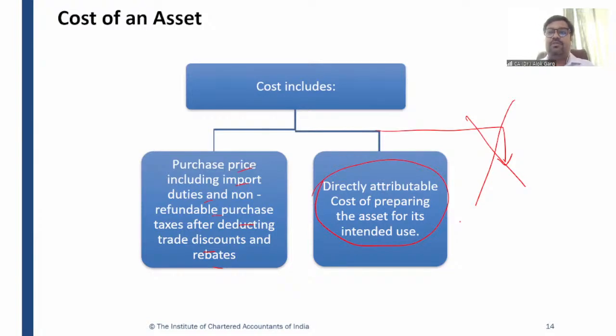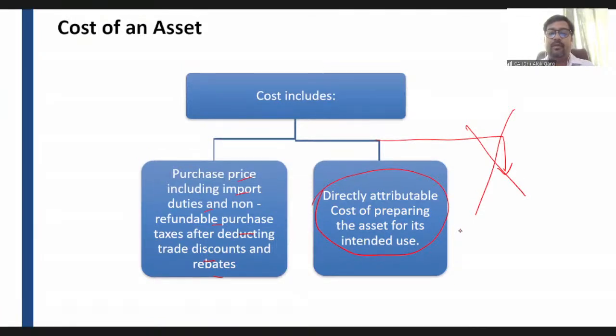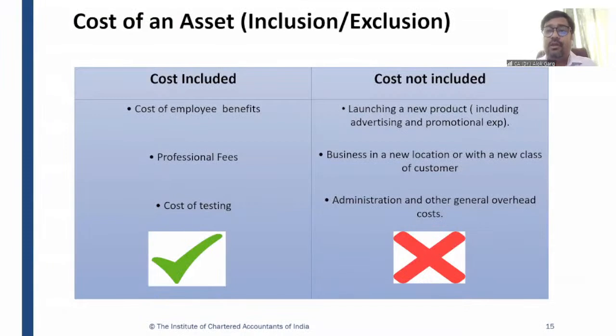In the assessment of cost of the intangible asset, only 2 legs are there: the purchase price, including import duties and non-refundable taxes after deducting trade discount and rebates, and the second one is directly attributable cost for preparing the asset ready for its intended use, right? I hope it is clear to everyone so far. Recognition criteria was quite simple. Then we were talking about the cost criteria.